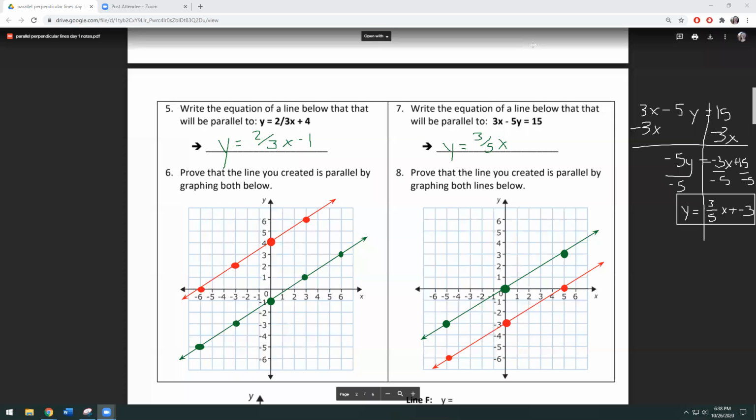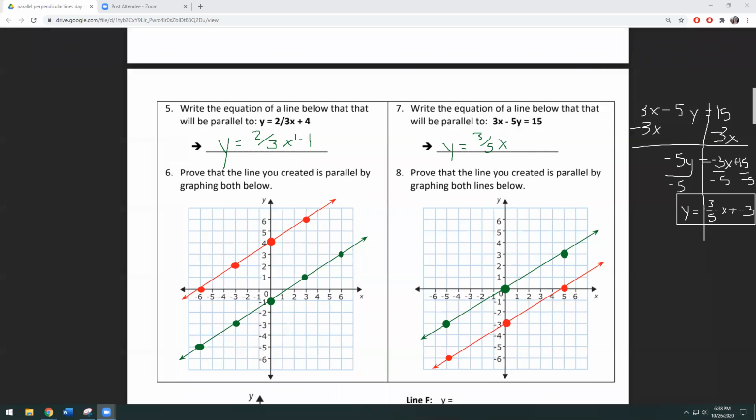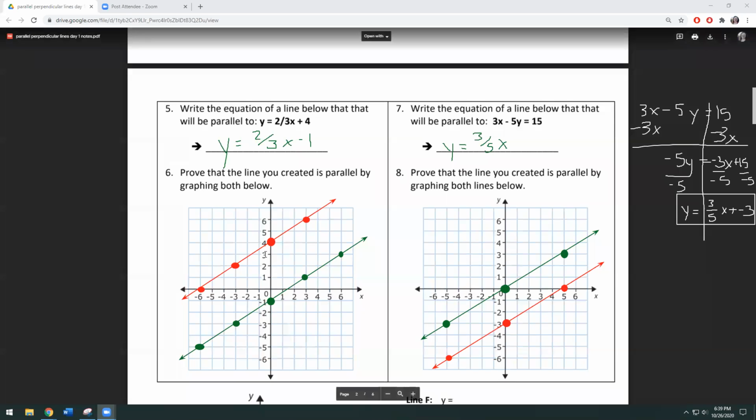And here are your answers. This is just one possibility. You could have chosen a bunch of different things. Just make sure that it's the same slope. Since this says 2/3, I wrote 2/3 x. And then I can pick any y-intercept I want. This time I chose -1. I graphed those 2 lines and they are indeed parallel to each other. The red line represents that top one and the green line represents the one that I wrote.